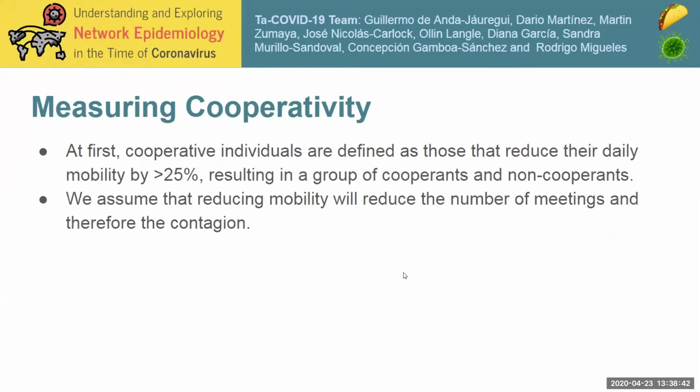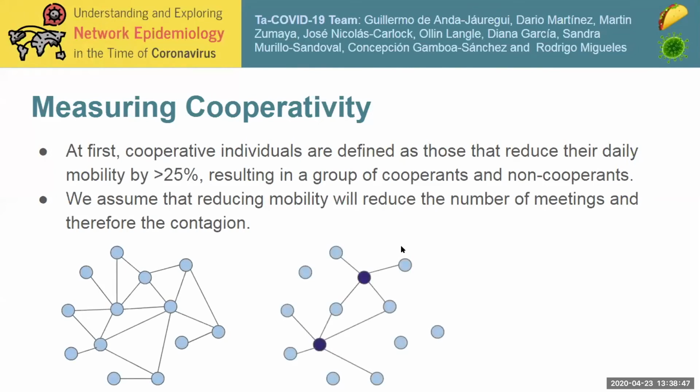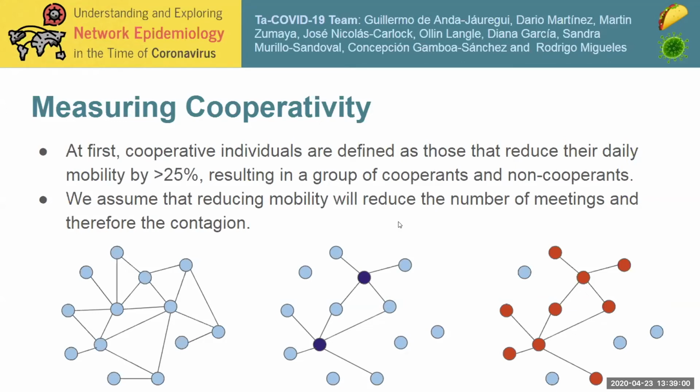To do that, we're trying to come up with a way to measure cooperativity. What I was mentioning before about having nodes that cooperate and some others that don't is a very tricky question in terms of how we qualify someone as being cooperative. As a starting point, cooperative individuals are defined as those that reduce their daily mobility by more than 25%, resulting in a group of cooperants and non-cooperants. So we really put it into two groups, and we say, okay, what if we have 10% of cooperants or not?